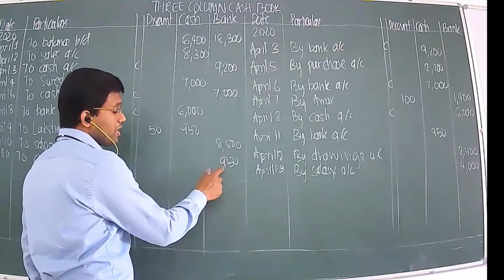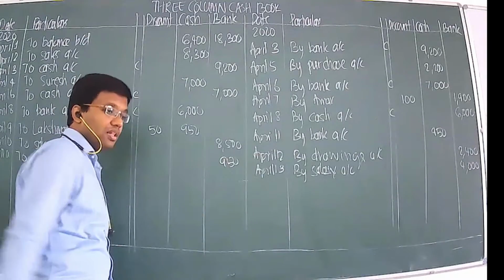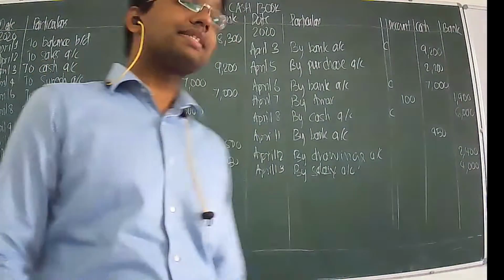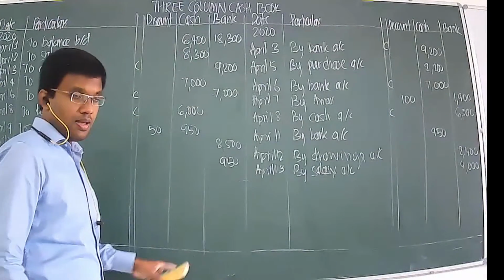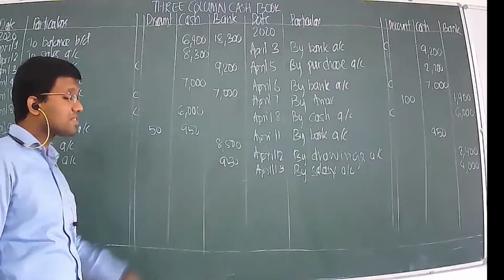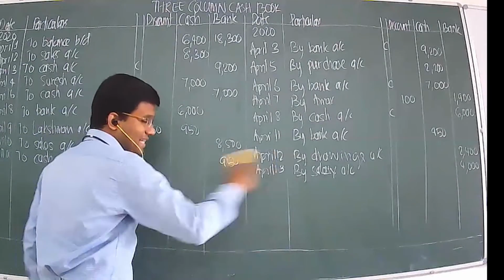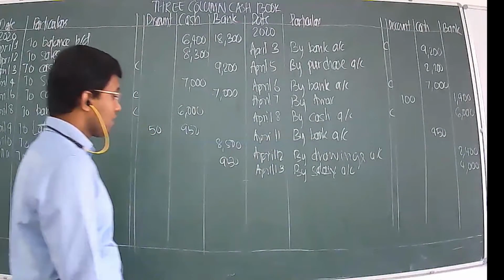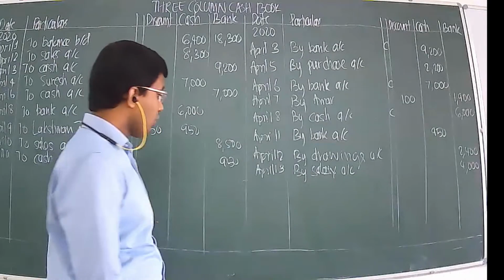So remember here on 11th of April, we have shown the entry as bank has received. But now we've got a confirmation that we are not receiving this amount. Now we have to reverse this amount. We cannot just blindly remove this amount. Instead, we have to show the entry for dishonored.